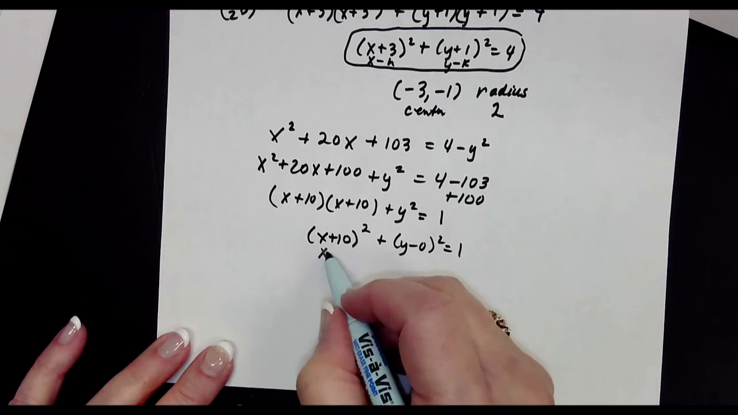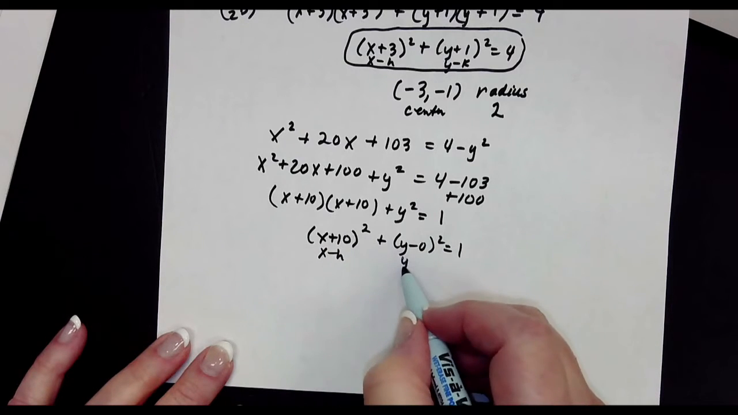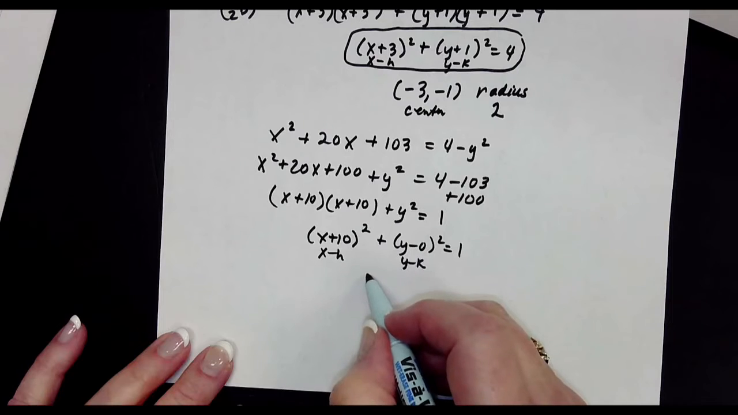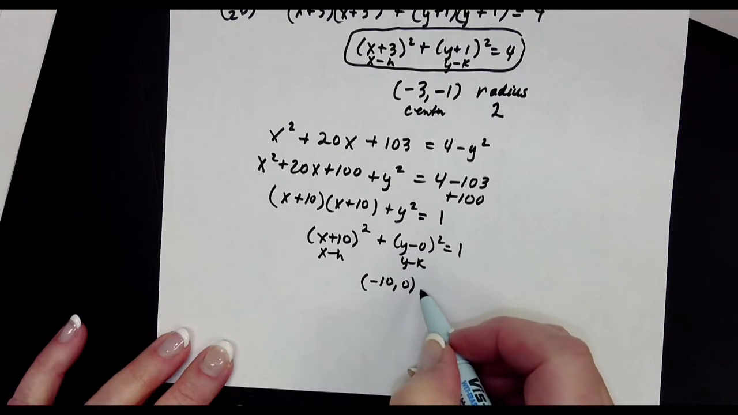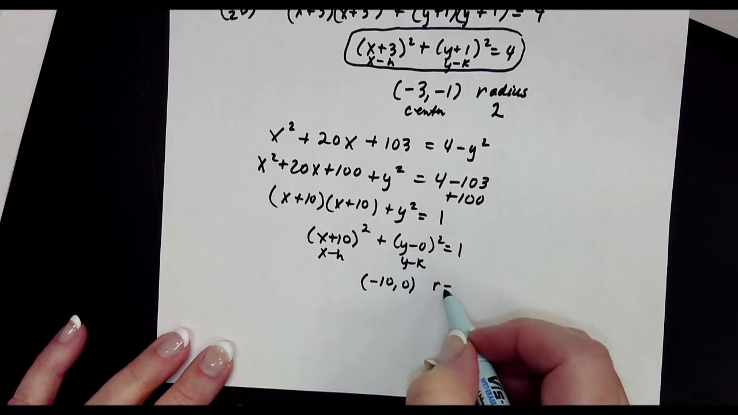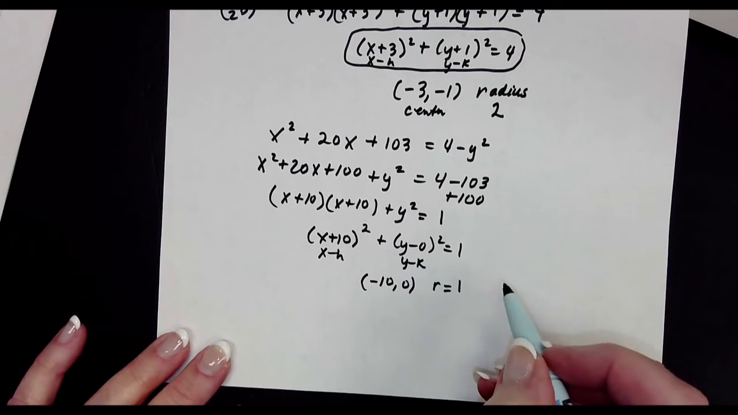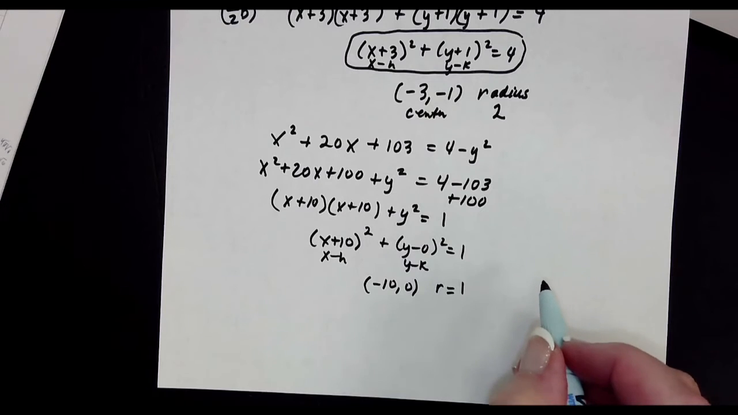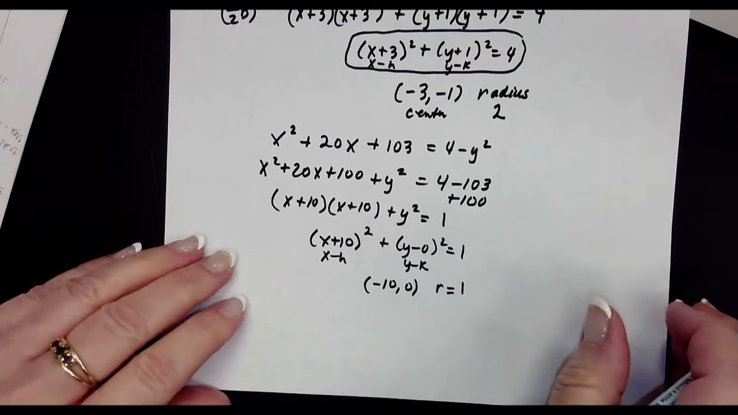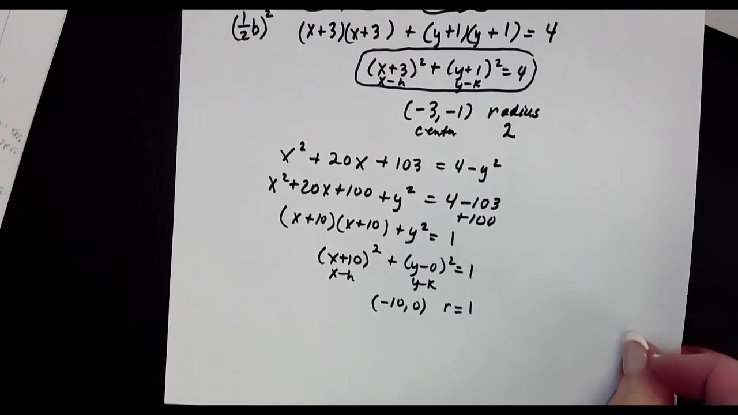So this is my x minus h, y minus k. So I get h and k to be what? Negative 10, 0 for my center, and my radius equals 1. So no problems with those kinds. All right. Next one.